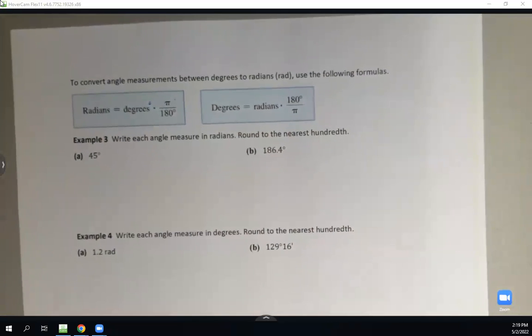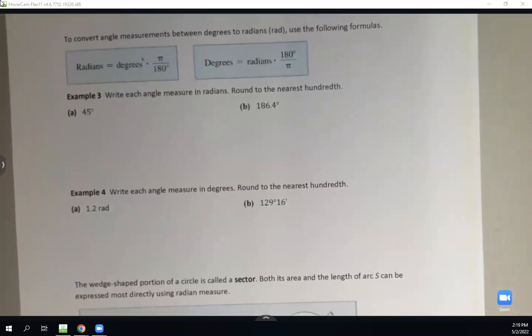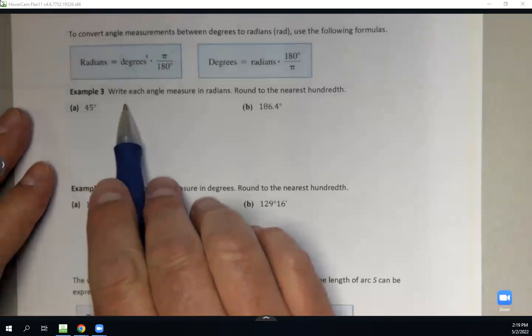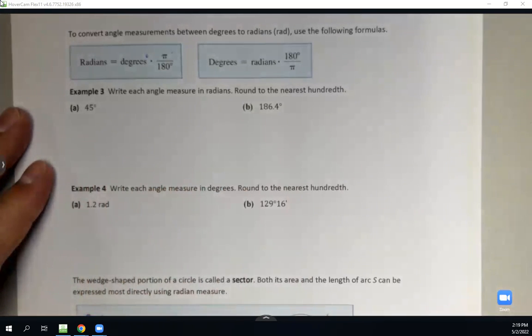Okay? So again, it just depends on what field you're in, whether you'll actually ever use radians, but they actually come in handy for other things that we'll see as we go along here as well, okay? So write each angle measure in radians and round to the nearest hundredth.